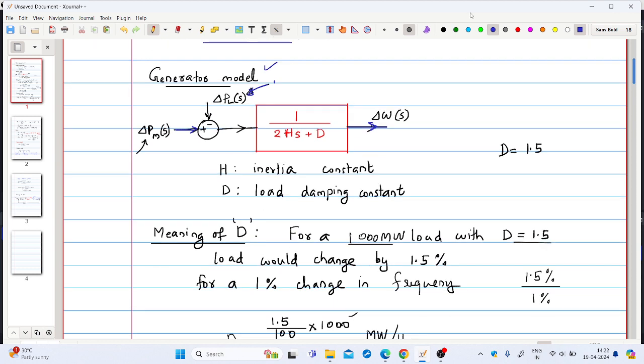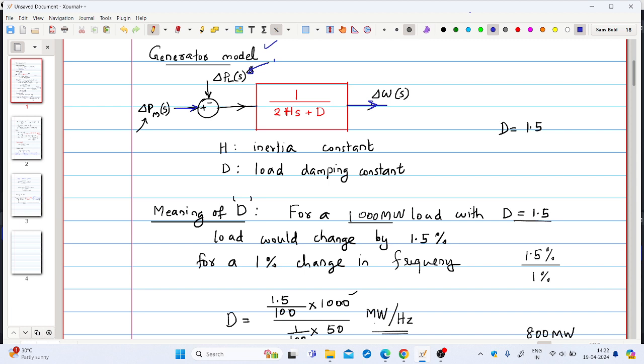So what is the meaning of D? That is written here. Suppose D is equal to 1.5 per unit, then it means that for a 1% change in frequency, load changes by 1.5%, because in the power system there are two types of loads. Some loads are frequency dependent, whereas some other loads are frequency independent, or insensitive to change in frequency. For example, lighting loads are insensitive to frequency change, whereas motor loads, induction motor loads, will draw power depending upon the frequency. When the frequency changes, the power consumed by the motor loads will also change.